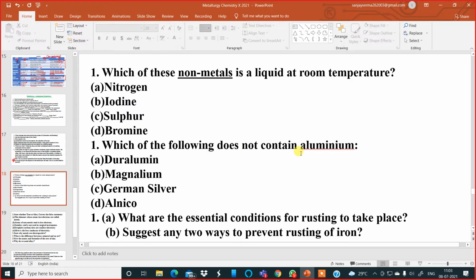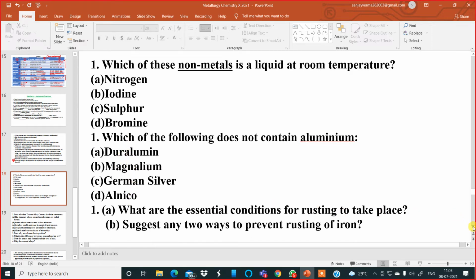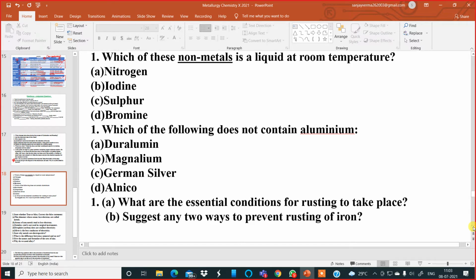Which of the following does not contain aluminium? Out of this, which does not contain aluminium? That you find out. I've already discussed this. That might be the correct answer. German silver. Okay.